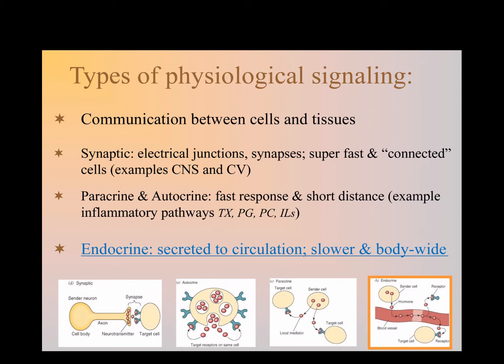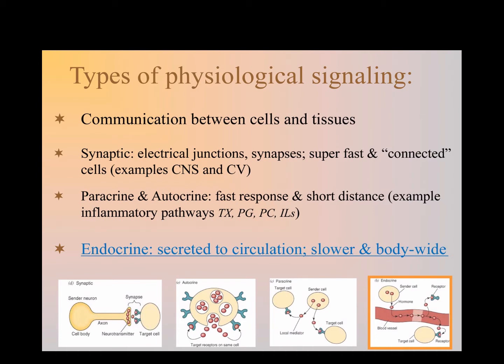For paracrine and autocrine, a lot of times we use it for inflammatory pathways. It has to be pretty fast, but it doesn't have to go very far. So it goes a fairly short distance, just to neighboring cells or to the cell that released it itself.